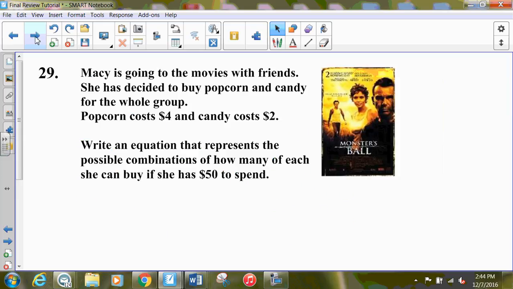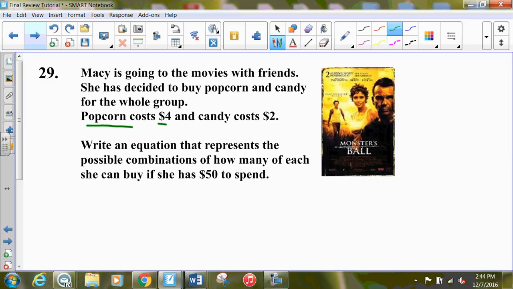Macy is going to the movies with friends. She has decided to buy popcorn and candy for the whole group. Popcorn costs $4 and candy costs $2. Write an equation that represents the possible combinations of how many of each she can buy if she has $50 to spend. What I love about this is we've done these types of problems in the system unit, and the system problems were a lot more difficult. So this is going to seem really easy.